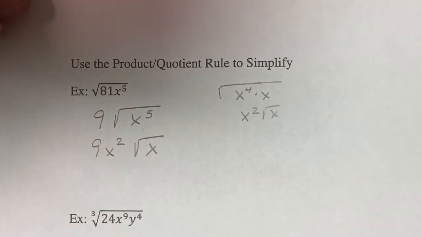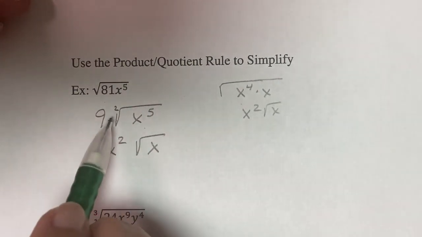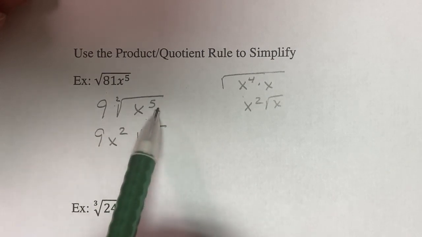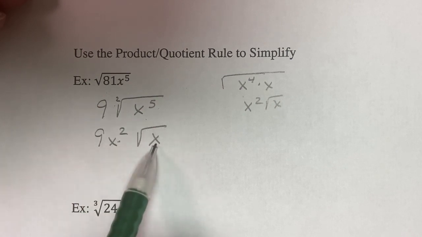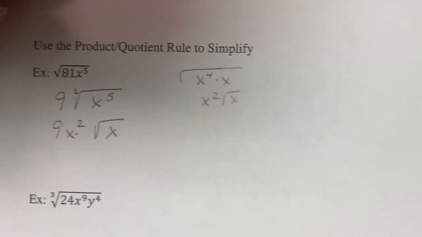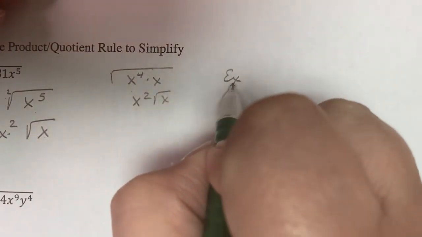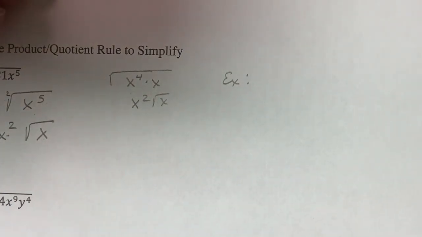Now I want to show you a shortcut, and this will always work. The index here is a 2. It's understood. 2 goes into 5 twice, so that means that 2 x's come out with 1 left over. I'm going to do another example right to the right of this. I'm going to throw an extra 1 in with another example of that before we change the index.